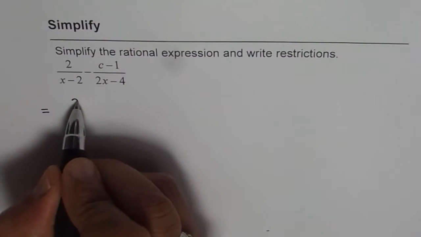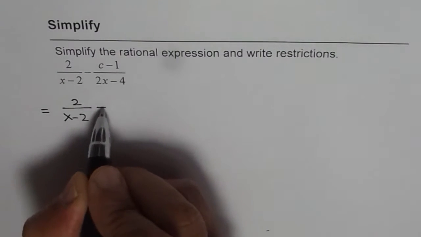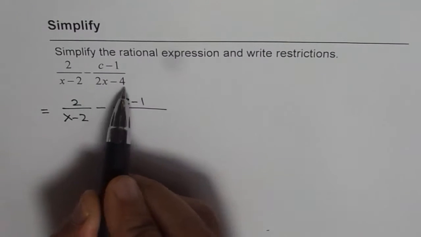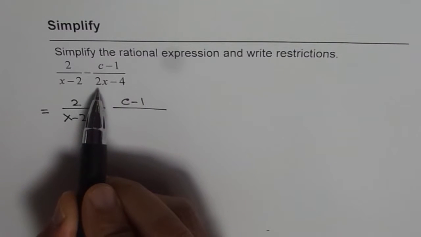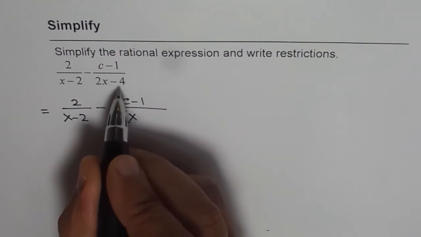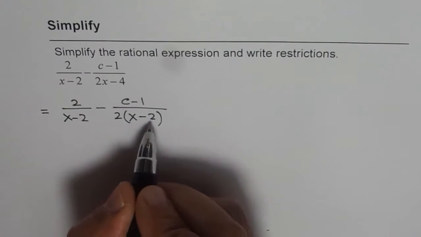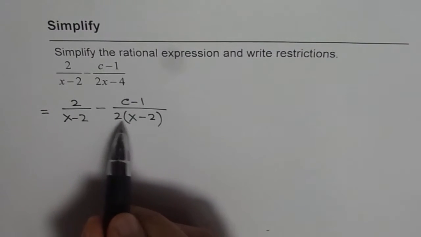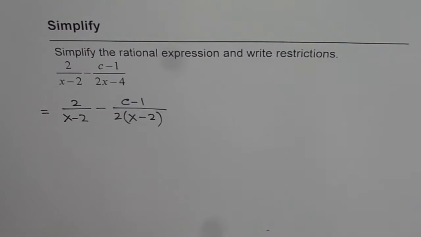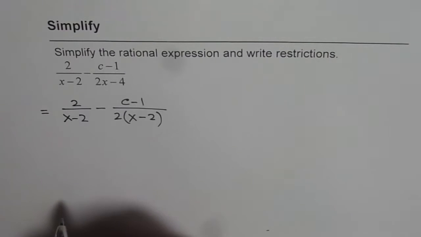For the first term, it is 2 over x minus 2, and for the second term, the numerator is c minus 1. In the denominator, we can take a common factor of 2. So we get 2 times x minus 2, since 4 divided by 2 is 2. If you open this, you get 2x minus 4, which is the same as the original expression. So that's an equivalent rational expression.